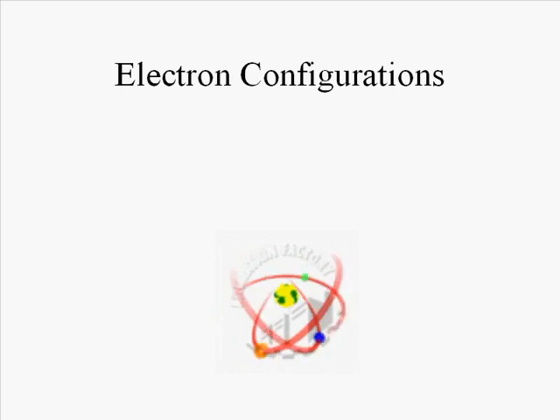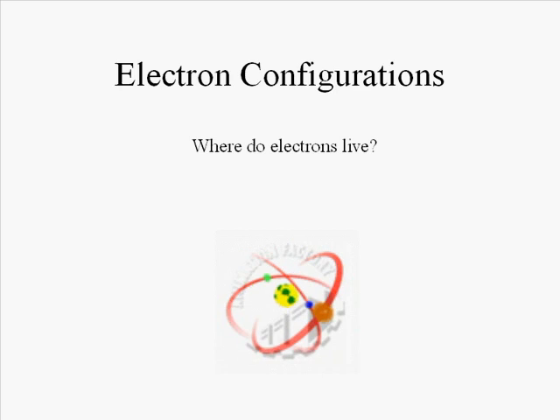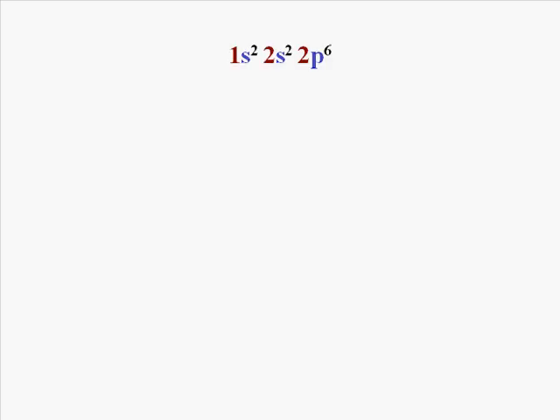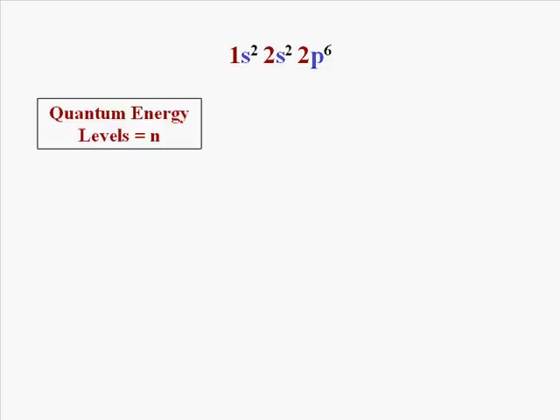Electron configurations. This is background information about the significance of electron configurations, but it's also necessary to understand this before you can go ahead and write electron configurations. Electron configurations are nothing more than describing where electrons live, and our goal will be to write something similar to what appears on your screen. Let's look at what those numbers and letters mean.